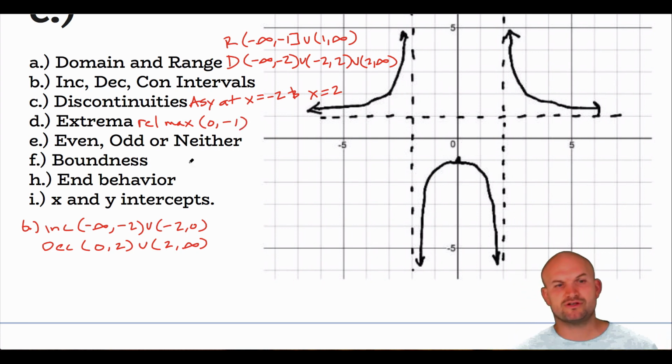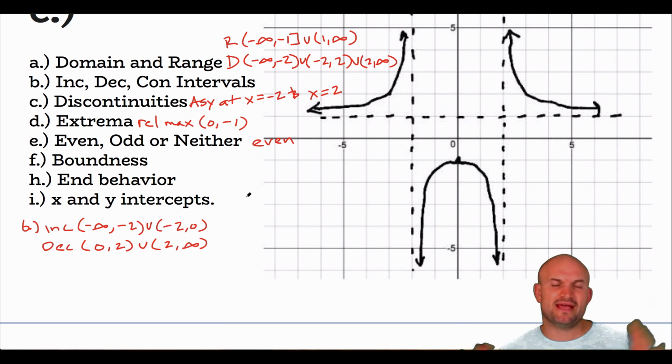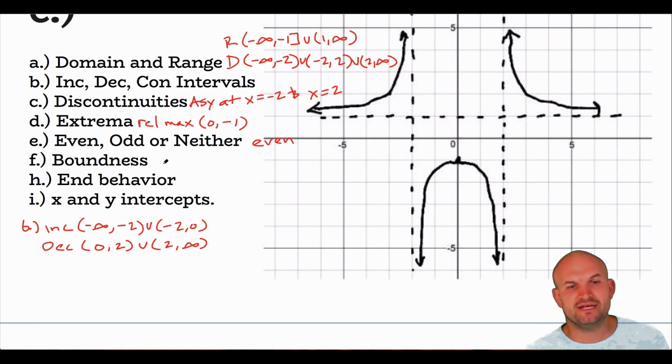For even, odd, or neither, we see symmetry. Looks like this is symmetrical about the y-axis, so I'm just going to write it is even. But we can see as this graph expands, it's going up and down. There's no restrictions on how high it is. Even though we have this restriction here, the graph continues going up. So therefore, it is unbounded.